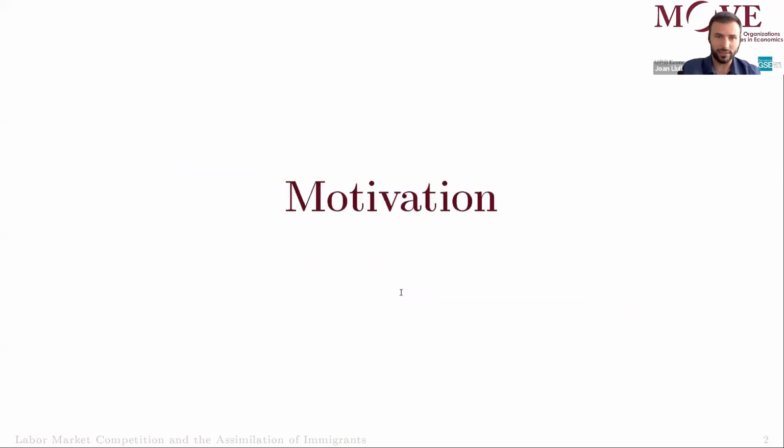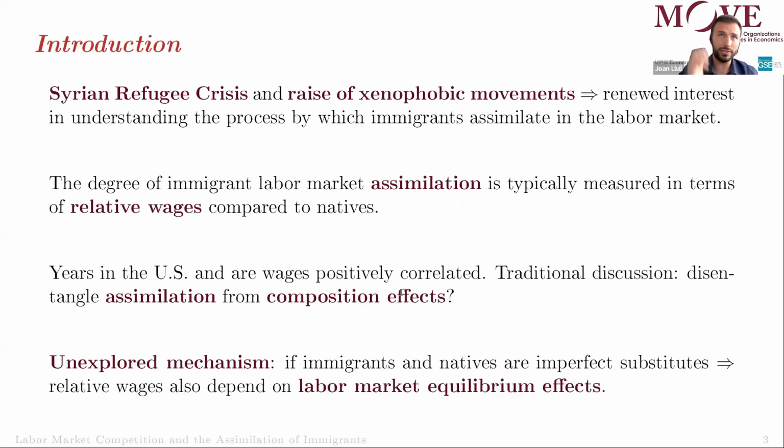It's easy to motivate this in this audience, but I'm going to do it anyway. With the Syrian refugee crisis and the rise of xenophobic movements around the world, there's been a renewed interest in understanding how immigrants assimilate in the labor market. I think this is a topic that's been there for a long time, but we still don't fully understand. In general, the way in which labor economists measure immigrant assimilation is in terms of relative wages. So it's comparing wages of comparable immigrants and natives, and seeing how the wages of immigrants converge to those of natives as immigrants spend time in the US.